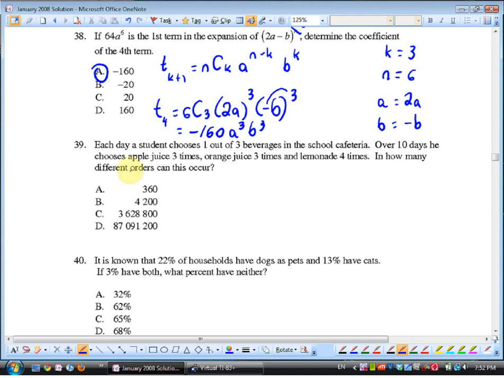Number 39, a student chooses one out of three beverages. Over 10 days, he chooses apple juice 3 times, orange juice 3 times, and lemonade 4 times. In how many different orders can this occur? So they're talking about orders. This is definitely a permutation. I think I can represent this as a word. I think this is 3 apple juices, 3 orange juices, and 4 lemonades.